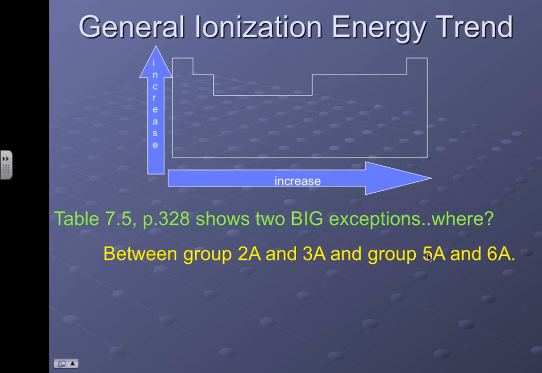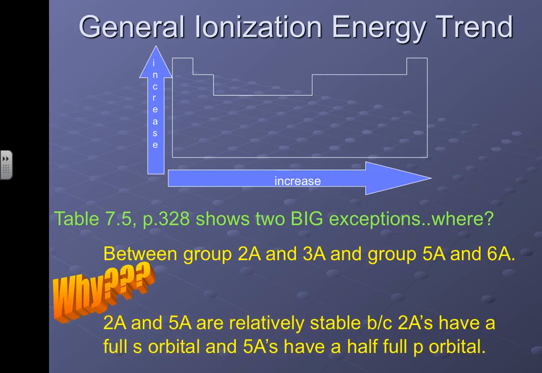And similarly, if you track it, 3 to 4 increases, 5 increases, but then when you get to 6, it decreases. What is going on? Something kind of funky. These are called pseudo noble gas configurations. 2A and 5A are relatively stable because, notice on the periodic table, 2A is the end of the s block, and so they have a full s orbital, or sort of like a full partial energy level, which is a relatively stable configuration.